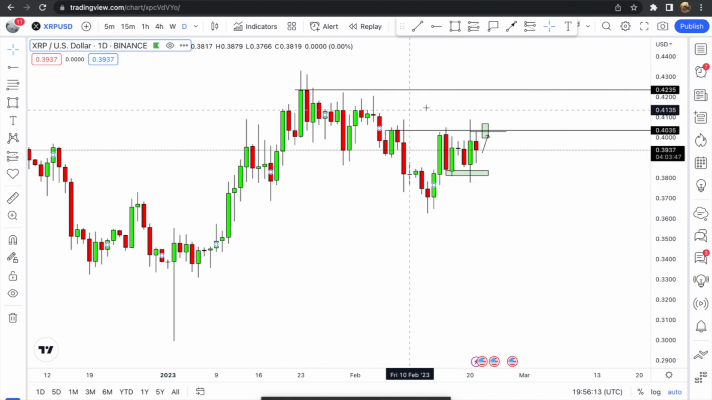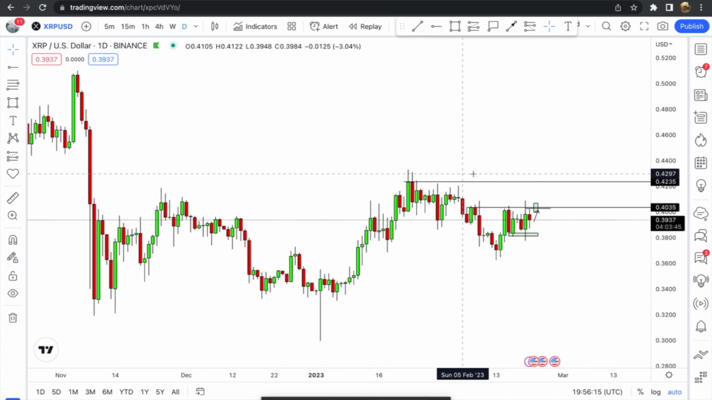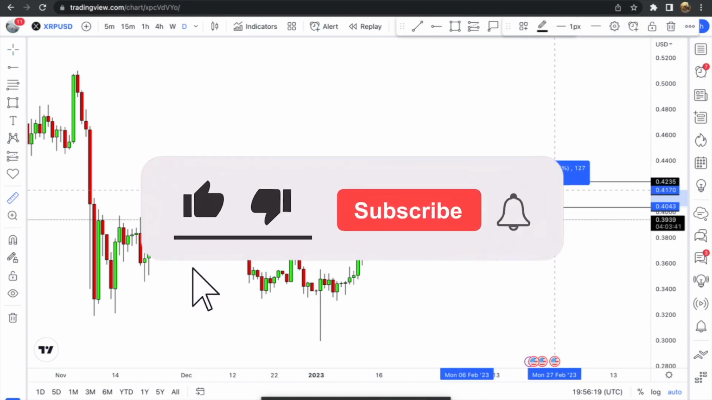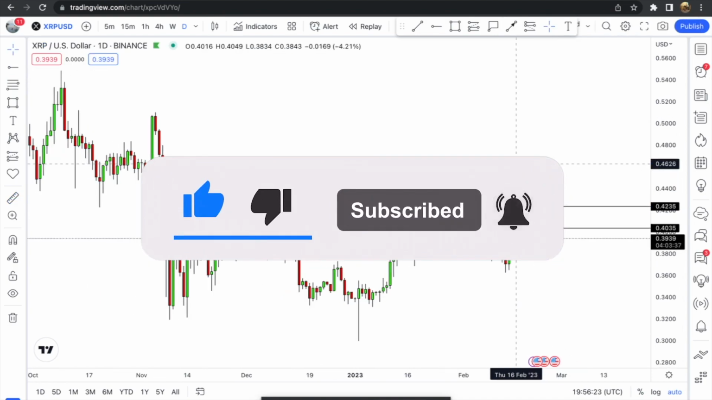Let's just have a look. Is my tool not working? My tool isn't working. Right, okay, that's fine. So I am expecting price to run up to that, and if we get a breakout from there, it's only basically a 5% move up to that.